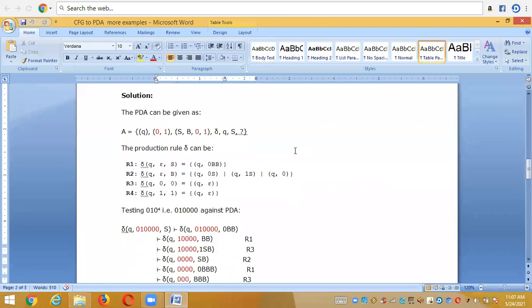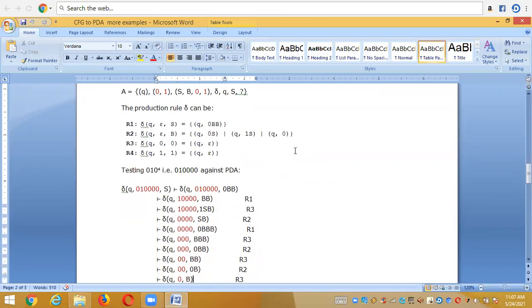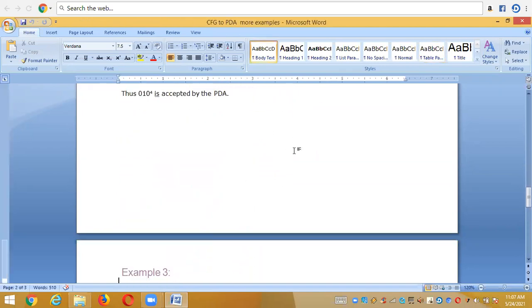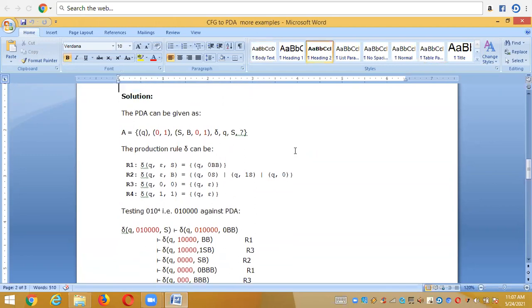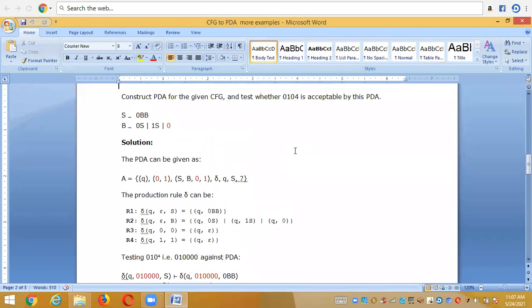Here I'm having another example, and here I'm showing you an acceptance of the input string. With this example I think you can clearly understand. This is example number 2. See example number 2. Construct the PDA for the given context free grammar and test whether 0 1 0 power 4 is acceptable by this PDA. 0 power 4 in the sense 4 zeros. 0 1 4 zeros, is it acceptable by this PDA or not?